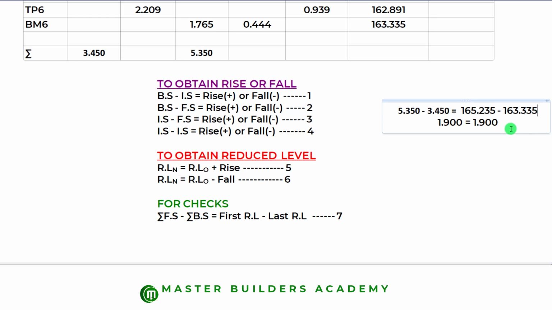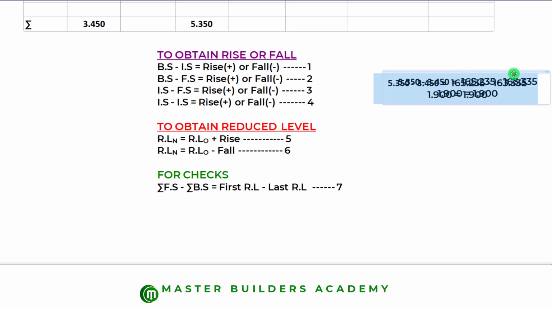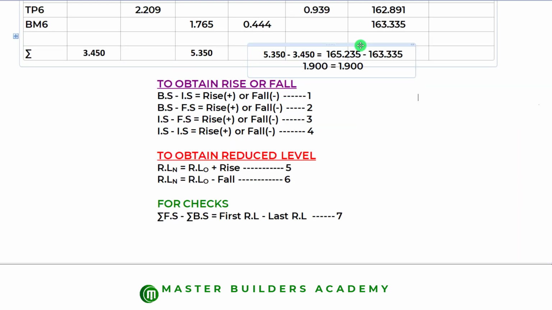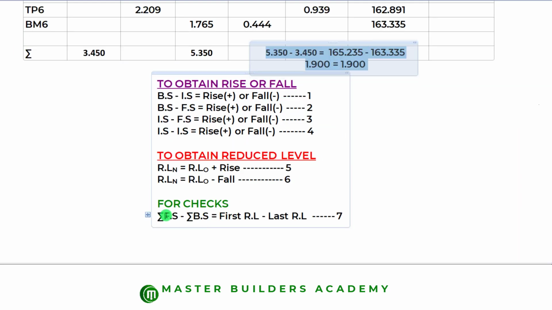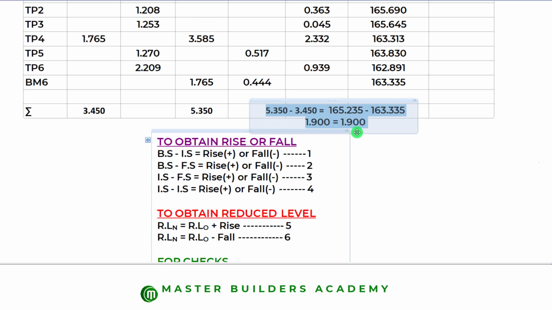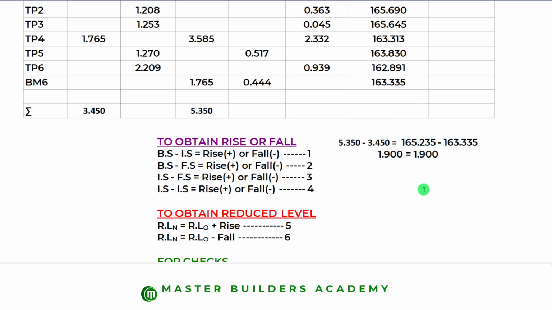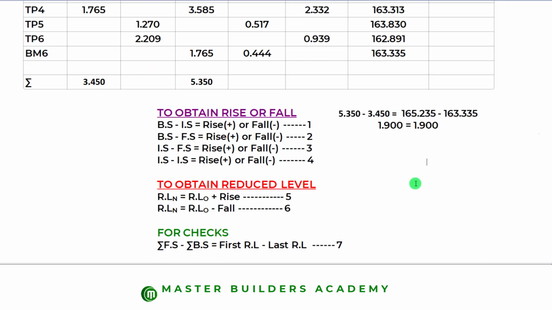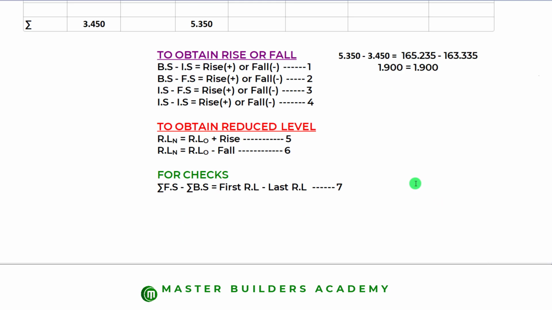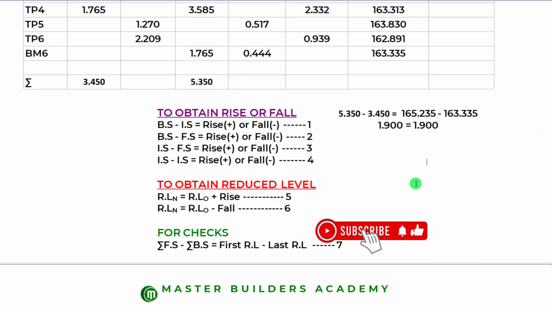So we have been able to perform this and check it out. You can check that the difference between the summation of foresight and that of backsight, finding their difference, and the difference between the first reading and the last reading are equal and the same. So now that we have verified this, it shows that our iteration process is actually correct. I hope you understand this very well.